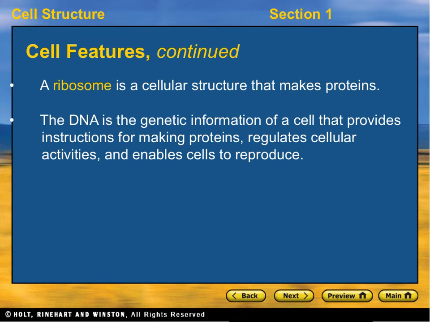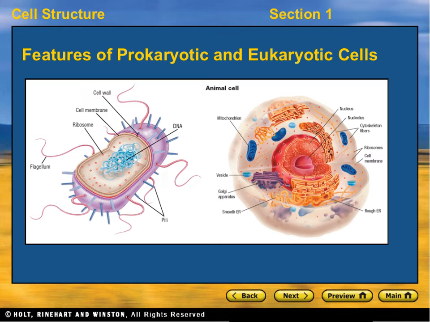And finally, some common features when we talked about DNA. Remember that DNA is the genetic information of a cell that provides instructions for making proteins, it regulates the cellular activities, and it's what enables the cells to reproduce. And when we look at cells, okay, we're typically going to have two different types. We're going to have prokaryotic cells and eukaryotic cells.